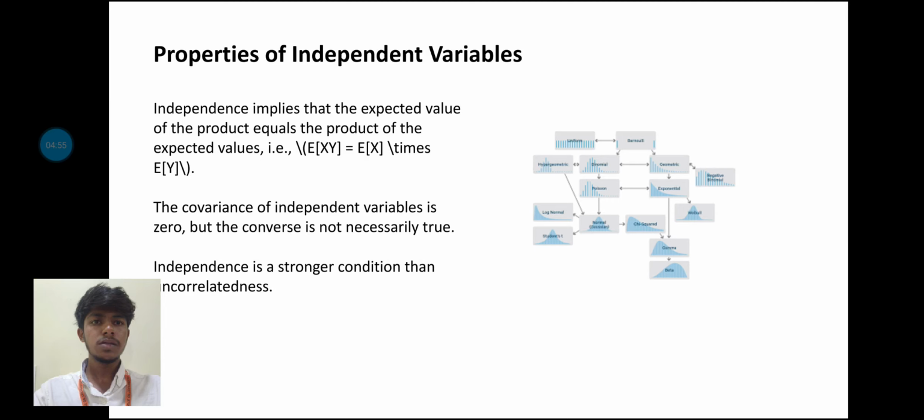Properties of independent variables. Independence implies that the expected value of the product equals the product of the expected values. The covariance of independent variables is zero, but the converse is not necessarily true. Independence is a stronger condition.